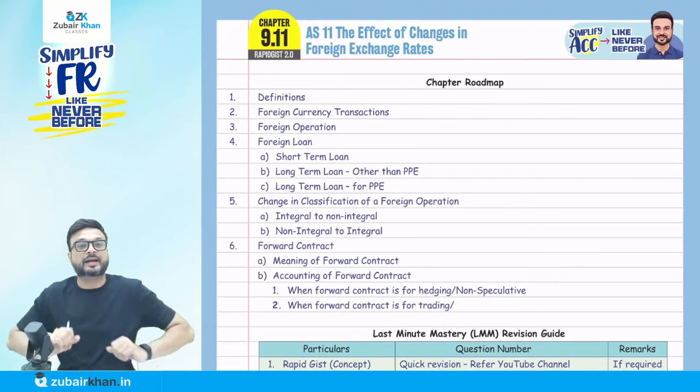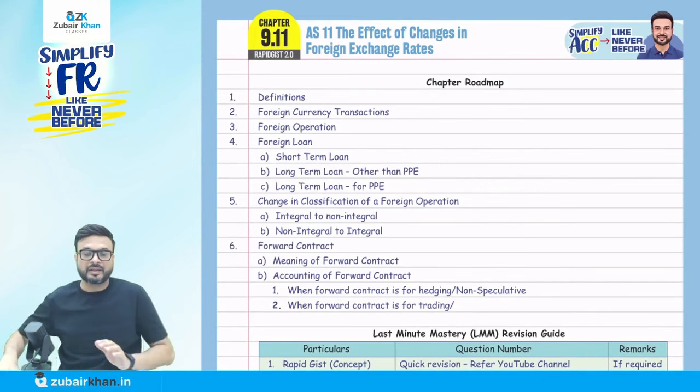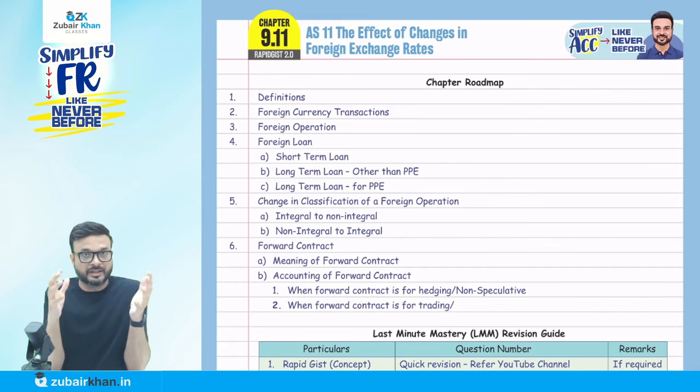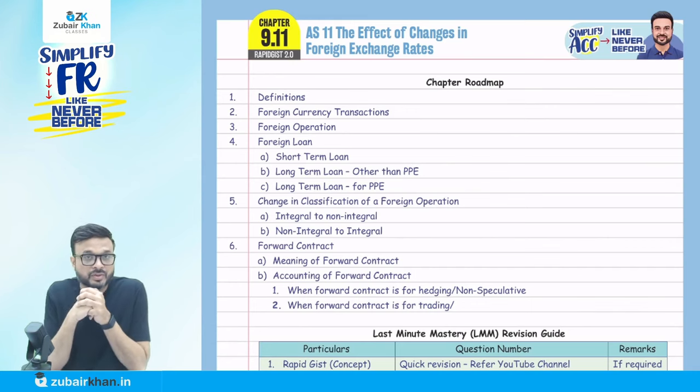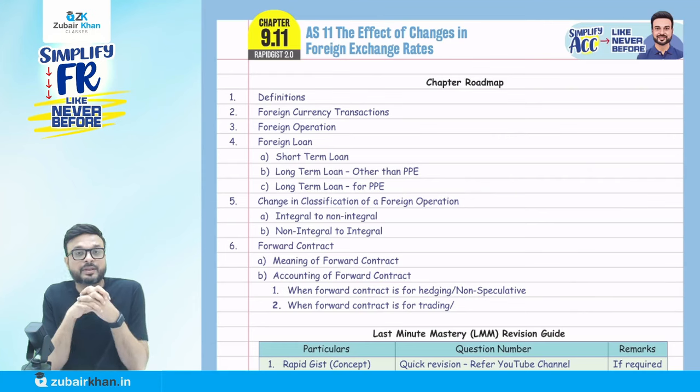Today we are going to revise Accounting Standard 11, that is the effect of changes in foreign exchange rate. As you can see, here is what we are going to cover in this chapter: first definitions, foreign exchange transaction, foreign operation, foreign loan. The purpose of the loan might be short-term loan, long-term loan, other than PP, then long-term loan.